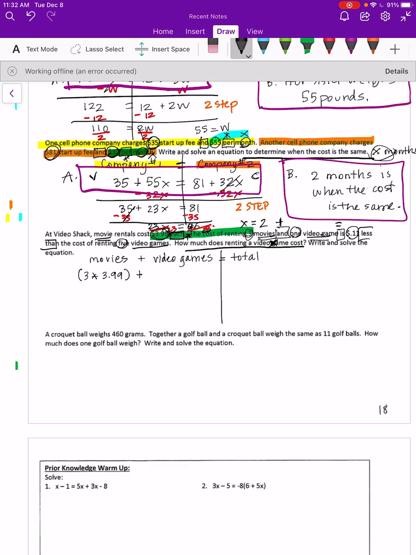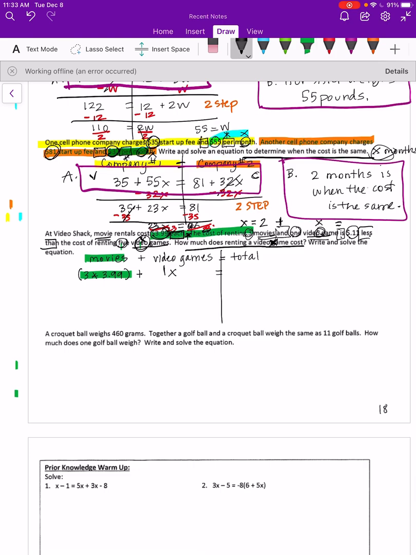Okay, well, video game, we don't know. That's my x. So 1 video game is 1x equals, because it is, 11 cents less than the cost of renting 5 video games. Now, 5 video games is again my x, so that's going to be 5x. Now, you have to be very careful. I think I'm going to do movies here and here, okay? Video games, it says 5 video games, but this phrase "less than" is very, very tricky.